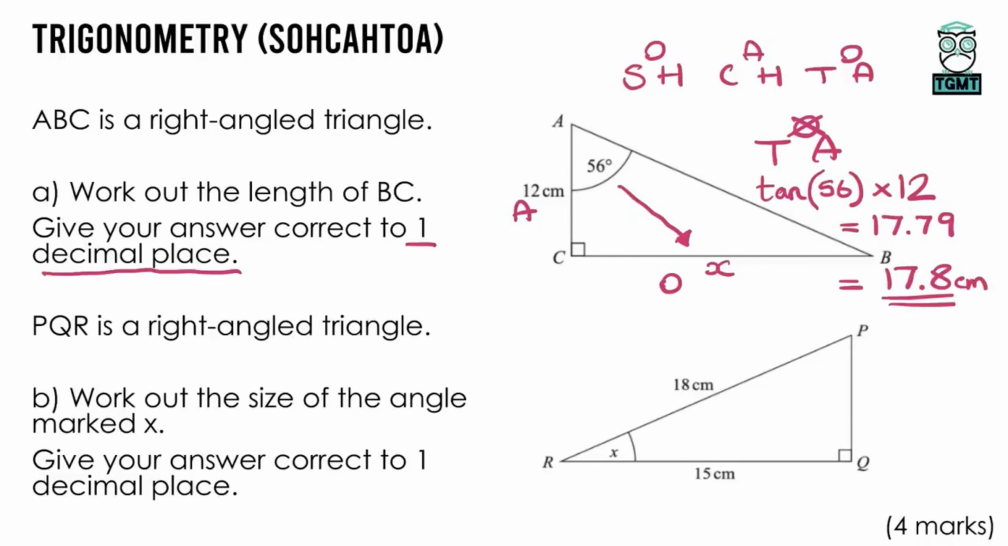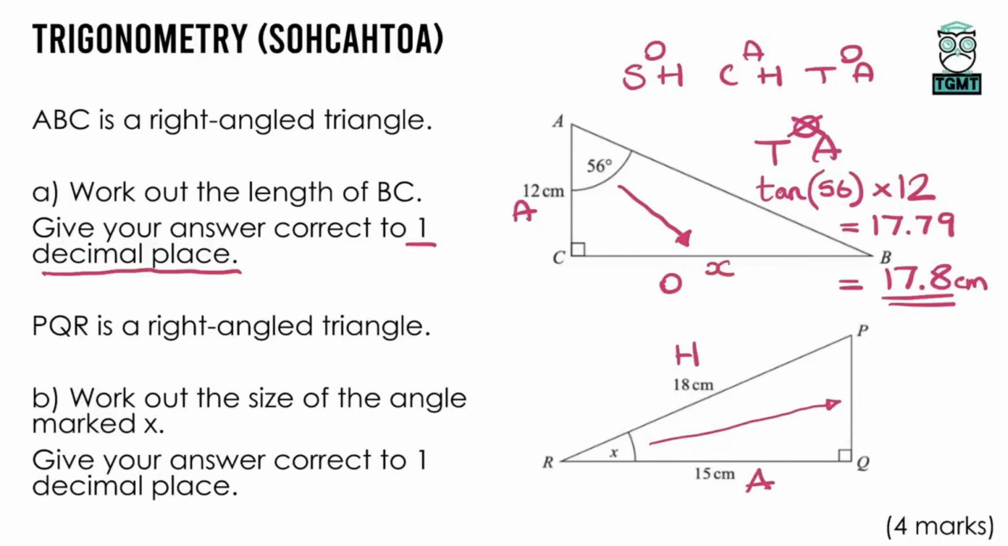Now for part B here, we are looking at finding the angle. So again, we need to follow the same steps. We need to label the sides. Now this time, the side opposite the angle has not been given to us, and it's not the one that we're looking for. So we're just going to label the other two sides. 18 is the hypotenuse, and 15 is the adjacent, as it's not the opposite. So we have A and H in this one.